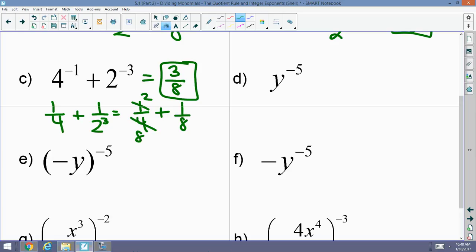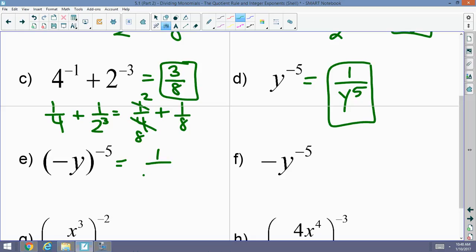What's y to the negative 5th, gentlemen? No, it's not y over anything. Thank you. 1 over y to the 5th. Good job, brother. Now what's negative y in parentheses to the negative 5th? There it is, 1 over negative y in parentheses to the positive 5th, which equals 1 over negative y to the 5th, because remember that when I raise a negative to an odd power, it stays negative.